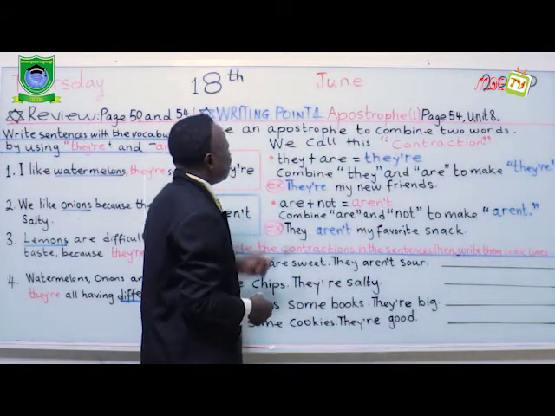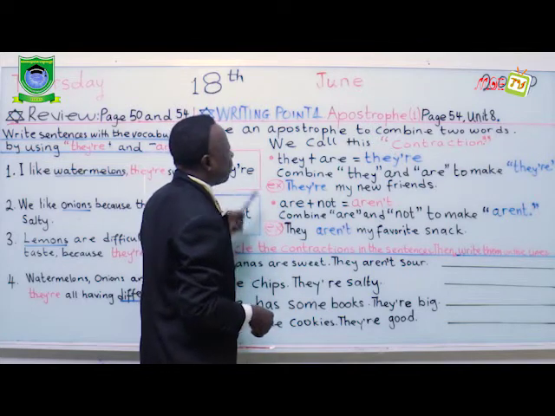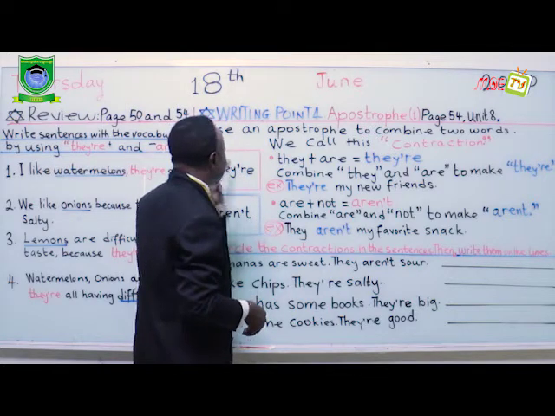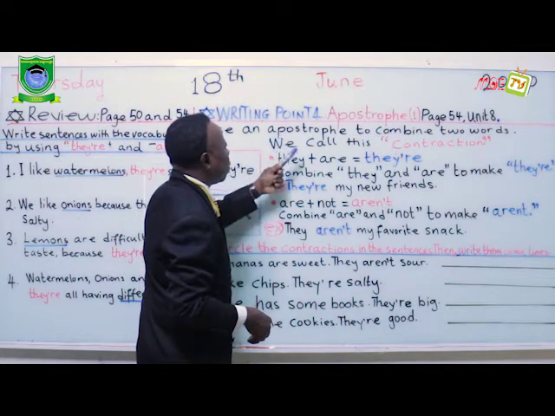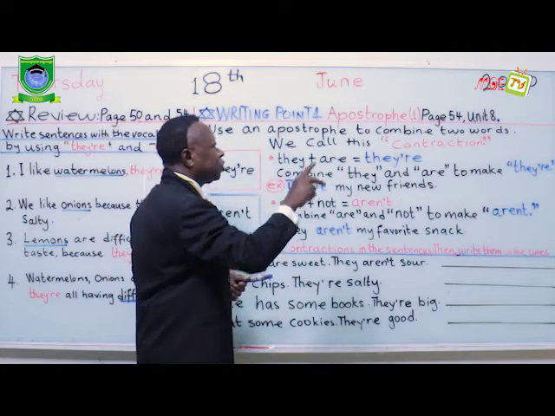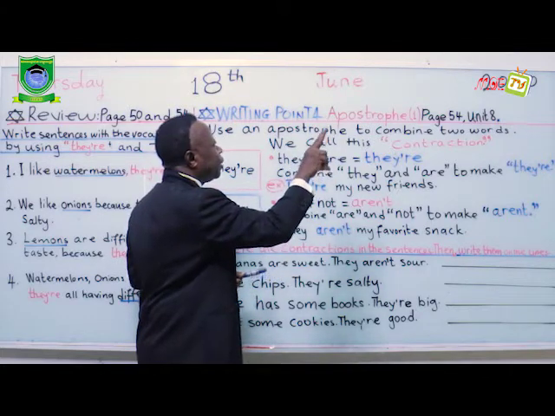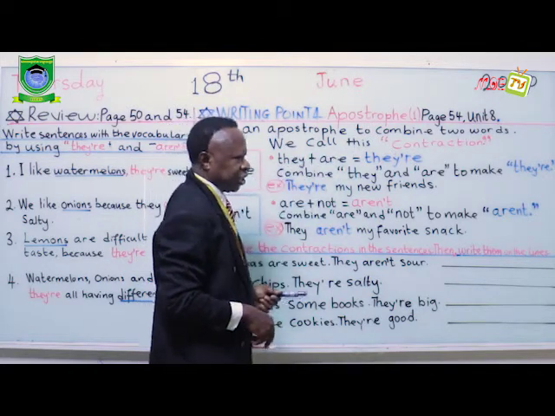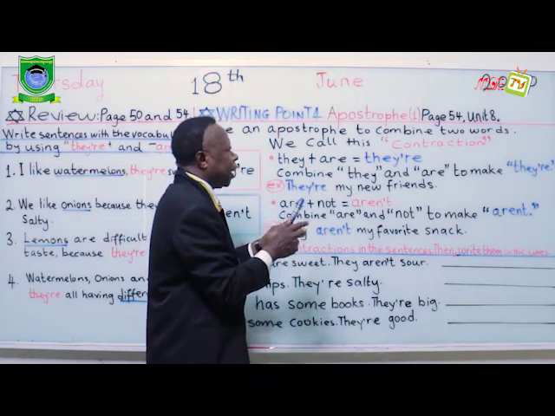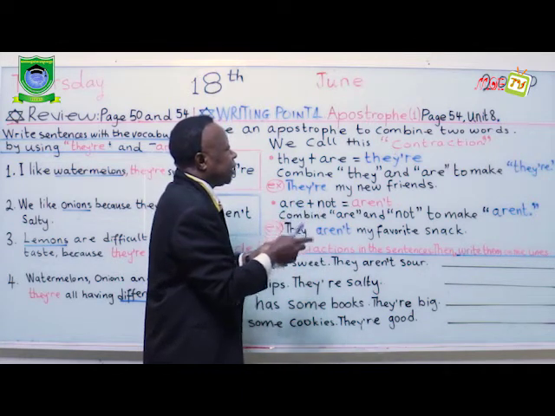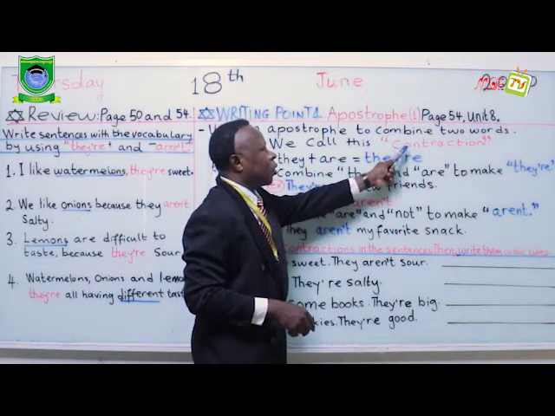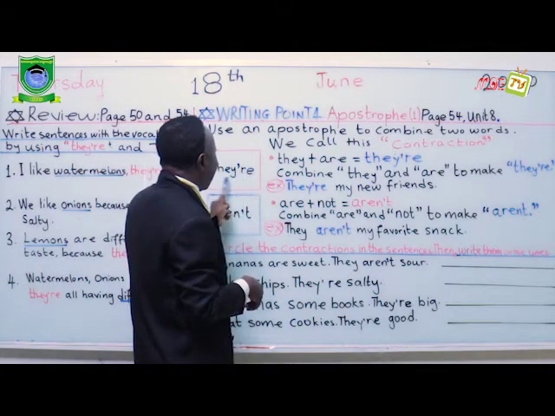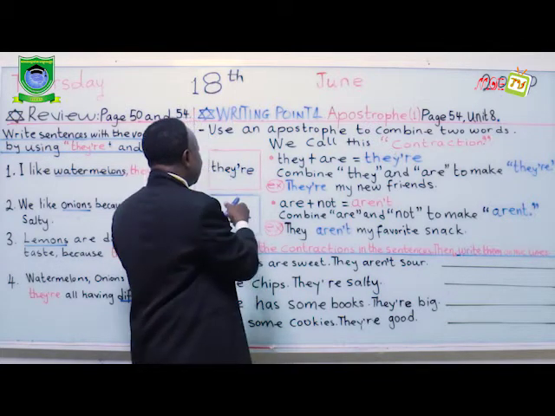So today we learn about apostrophe. Let's find the meaning of apostrophe. Use an apostrophe to combine two words. We call this contraction. When an apostrophe is used to combine two words in English, another word for it is contraction.